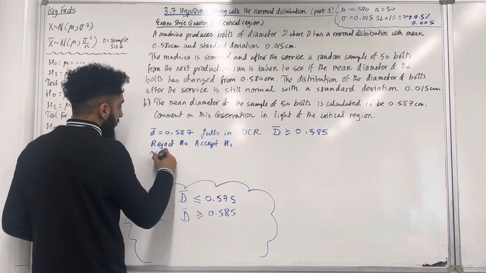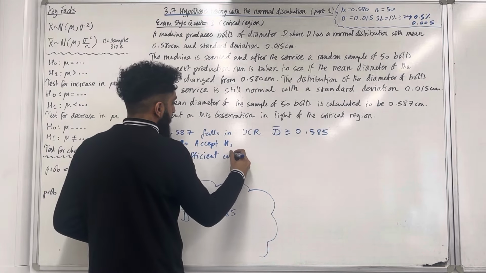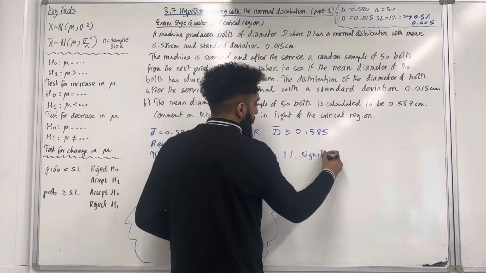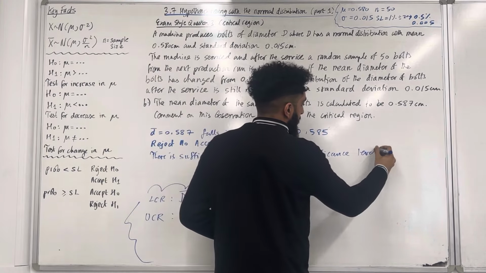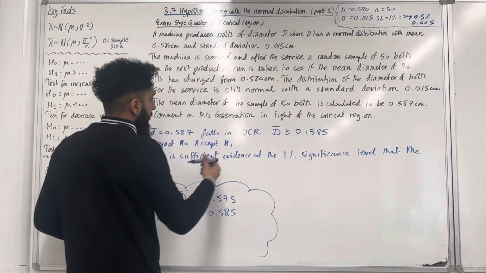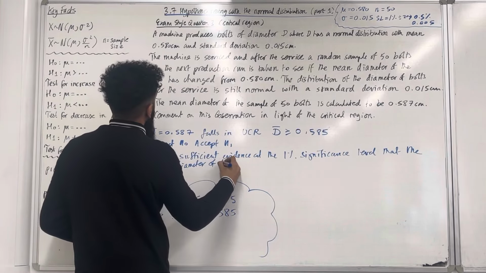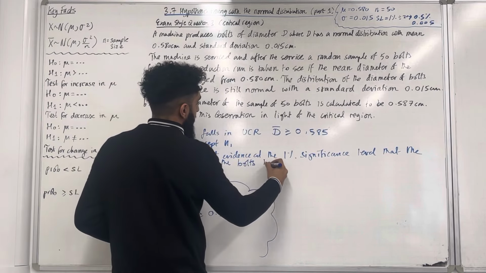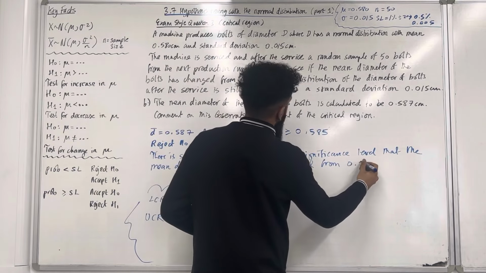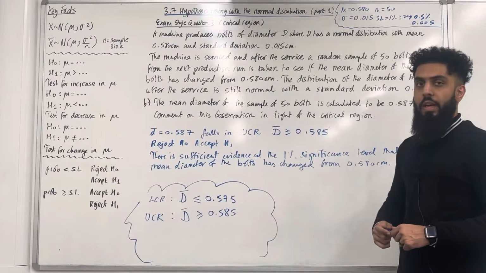So we write a conclusion: there is sufficient evidence at the 1% significance level that the mean diameter of the bolts has changed from 0.580 centimeter. And that there, ladies and gents, completes this particular exam style question and this teaching video.